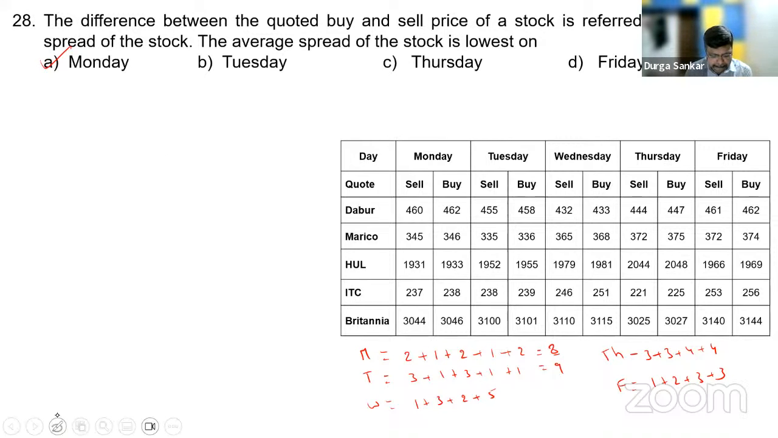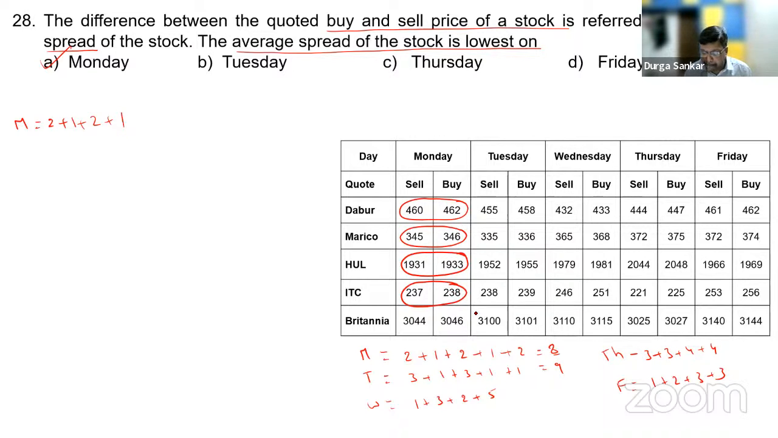Question 28 says, the difference between the buy and sell price of a stock is referred to as the spread. The average spread of the stocks is lowest on. So Monday, if you see, the difference between the buy and sell price of Dabur is 2, Marico is 1, HUL is 2, ITC is 1, and Britannia is 2.